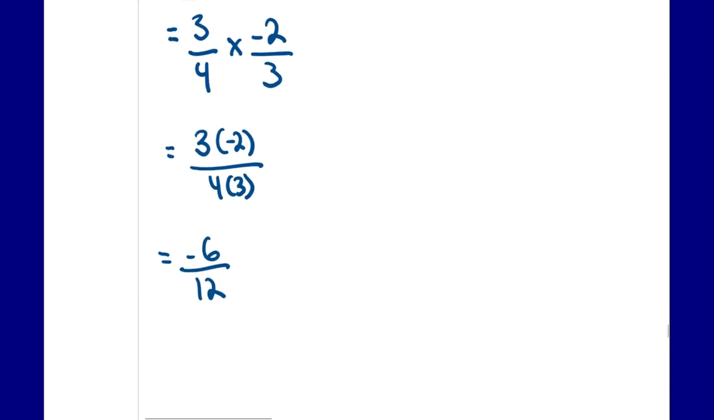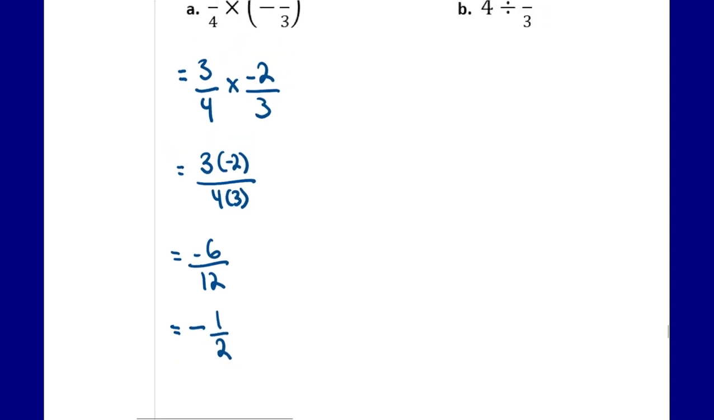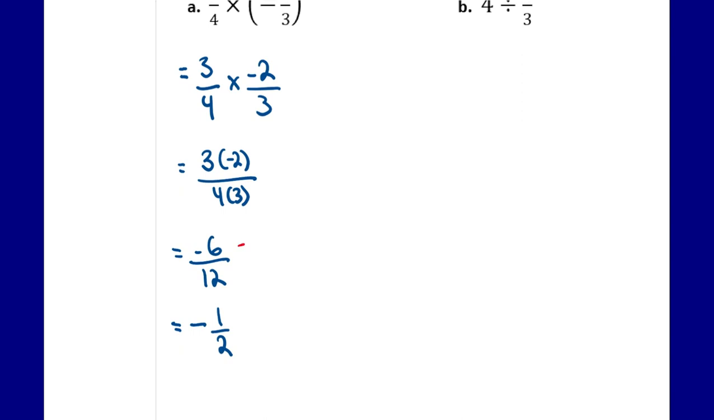And I could reduce that to negative 1/2. I can reduce it to negative 1/2 because both numbers can be divided by 6. So similar to before, how we were multiplying both parts by the same number, if we can divide both parts by the same number, we can do that as well.